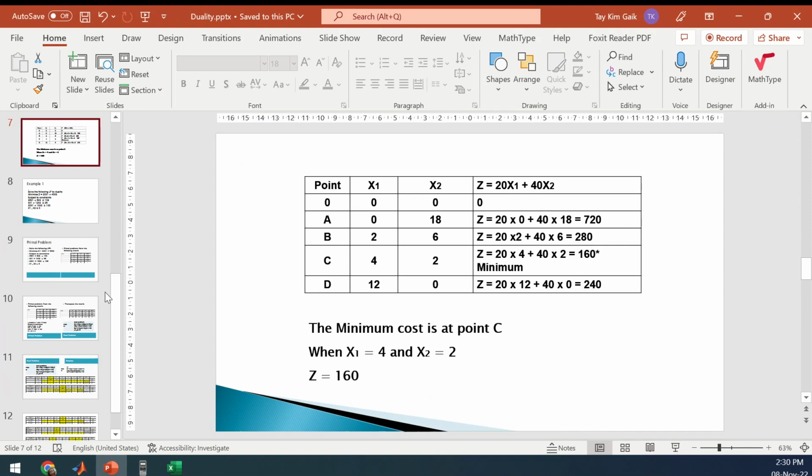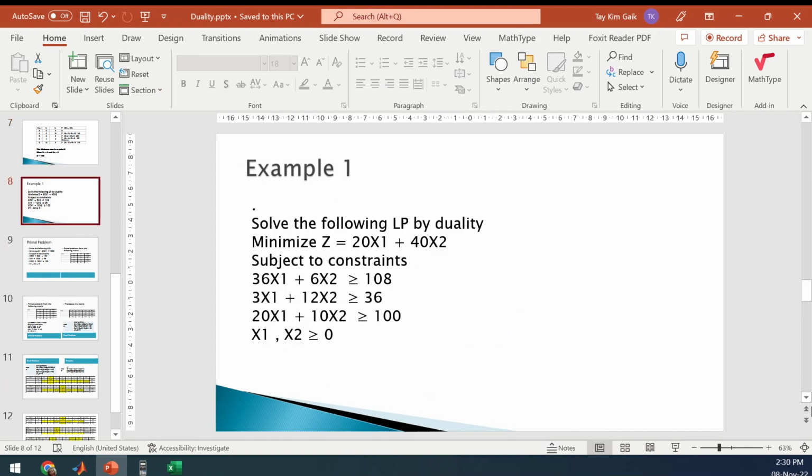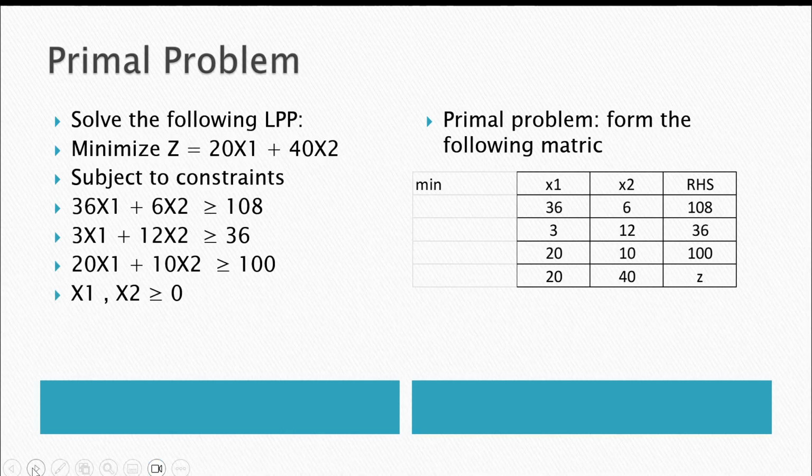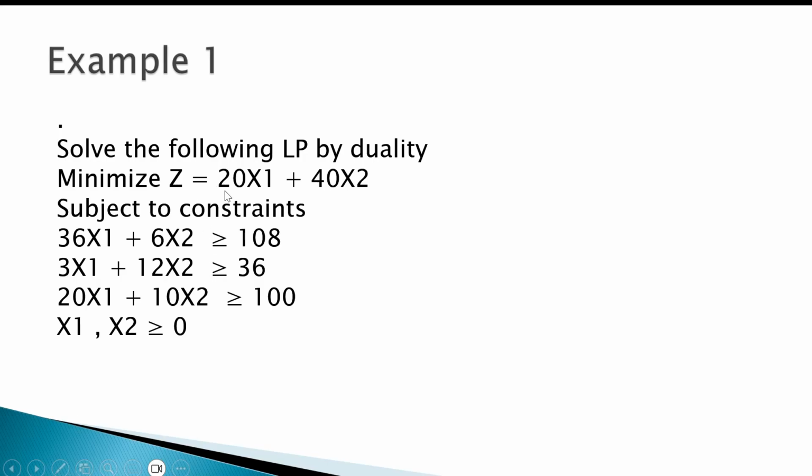I repeat back the duality. In the initial minimization problem, we cannot solve it using the simplex method, because we couldn't find the most positive column for a minimization problem. When you bring 20x1 and 40x2 to the left hand side, this becomes minus 20x1 minus 40x2. We couldn't find the most positive column for the standard minimization problem. That's why we cannot proceed using the simplex method.